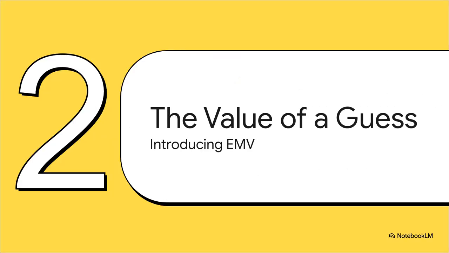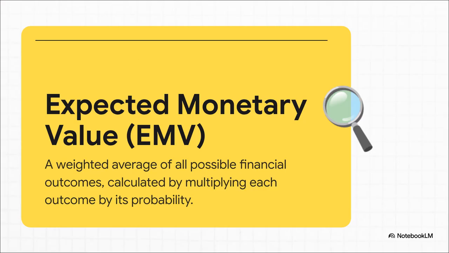So, we've got this amazing map, right? But how do we actually use it to find the best path forward? We need a way to calculate the value of each of these branches, taking all that risk into account. And that's where this really powerful concept called expected monetary value, or EMV, comes into play. So what is EMV? Well, put simply, it's a weighted average. You take every possible financial outcome on a branch, you multiply each one by its probability of happening, and then you just add them all up.